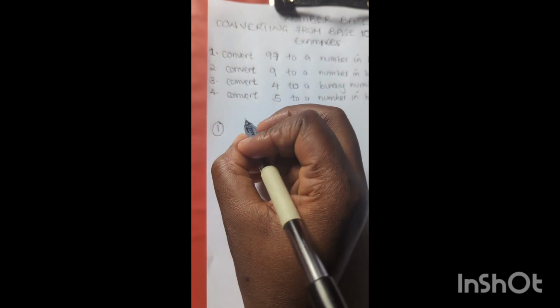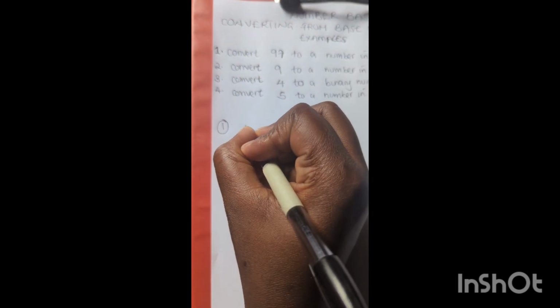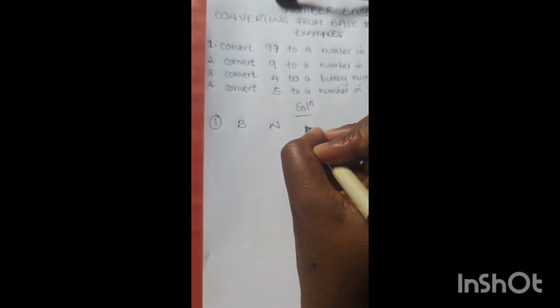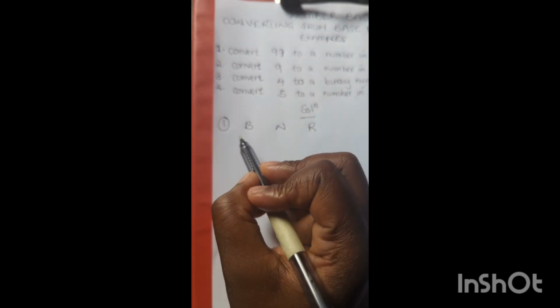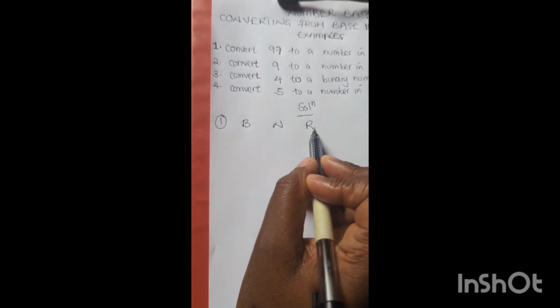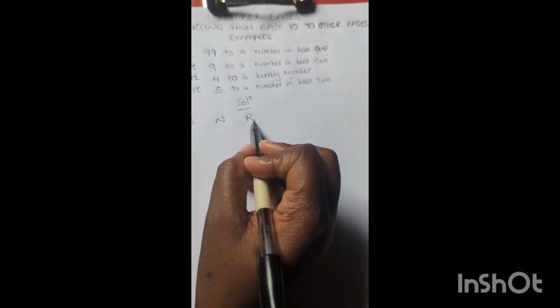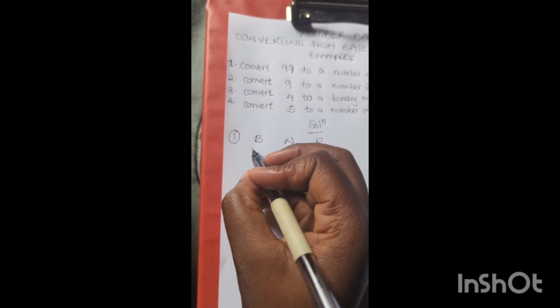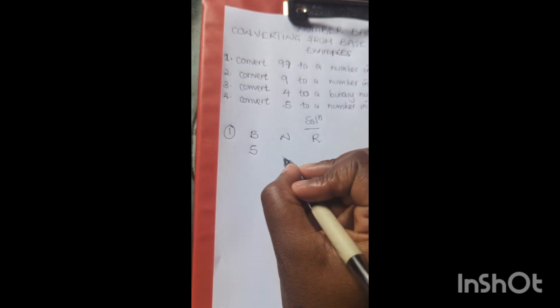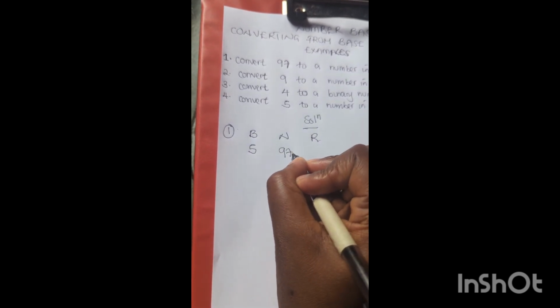So you're going to write the base, the number, and lastly the remainder. B is for base, N is for the number, and R represents the remainder. Okay, so what base are we converting to? We're converting to base what? 5. So you write the 5 there. What number are we dealing with? It's a 97.